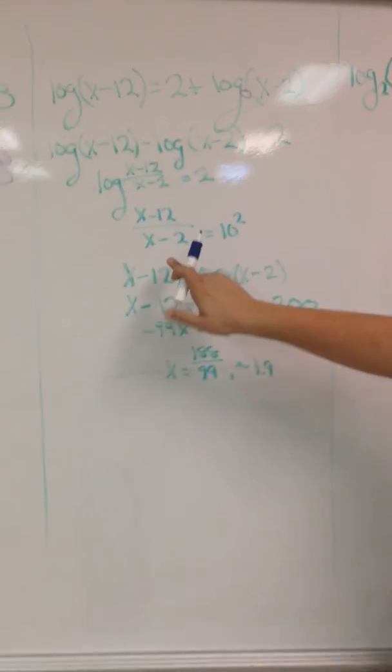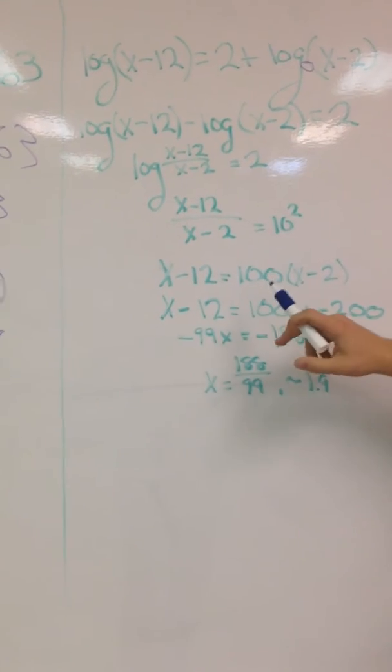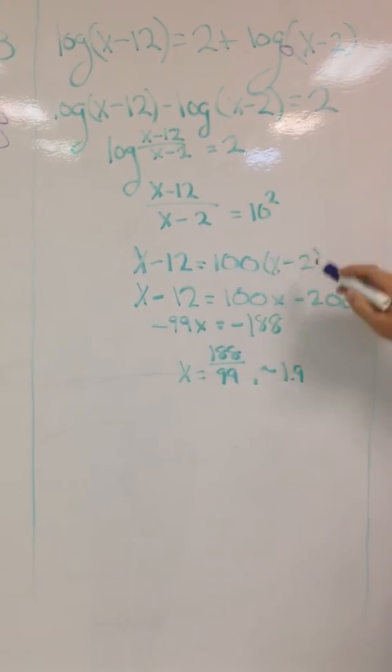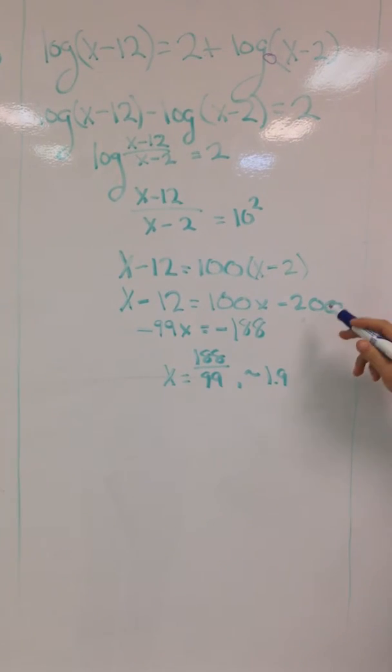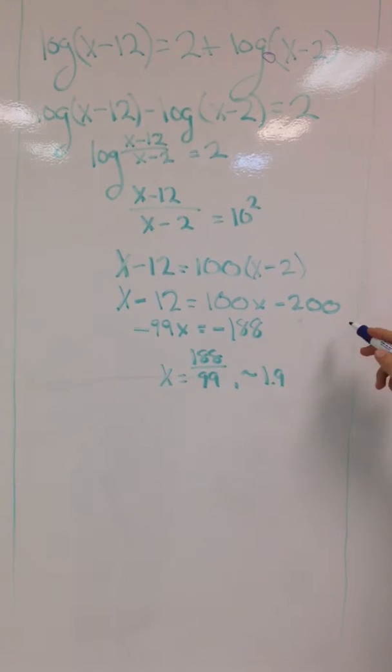And then what we're going to do is multiply both sides by x minus 2 to cancel it from the denominator. And we'll have x minus 2 equals 100 times x minus 2. And then when you multiply that out, you'll have x minus 12 equals 100x minus 200.